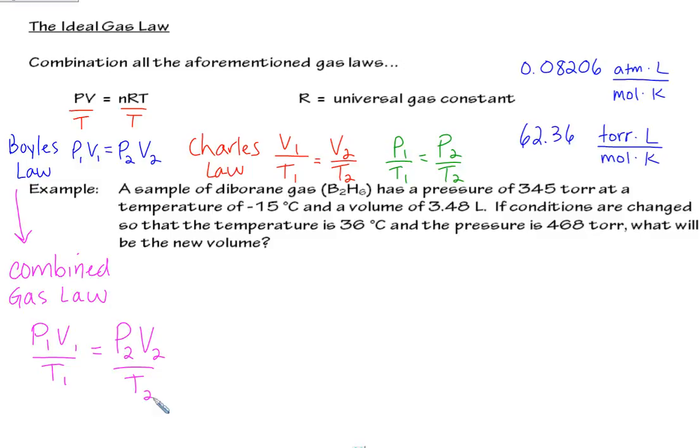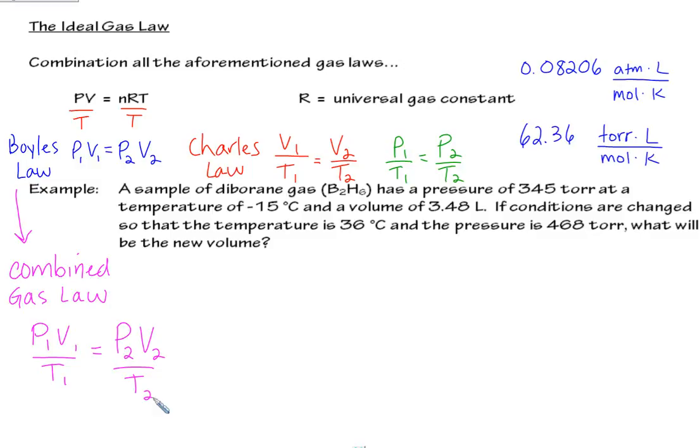They're not given to you in the packet. They'll expect that you can figure it out by using PV=nRT. Okay, so speaking of PV=nRT, let's put it to work. So here we've got some diborane.